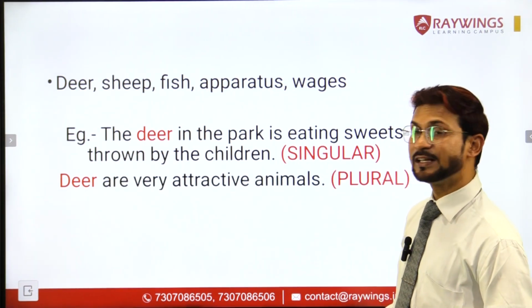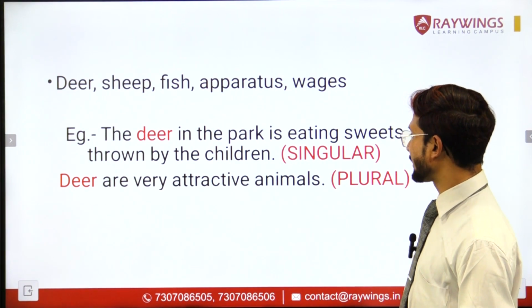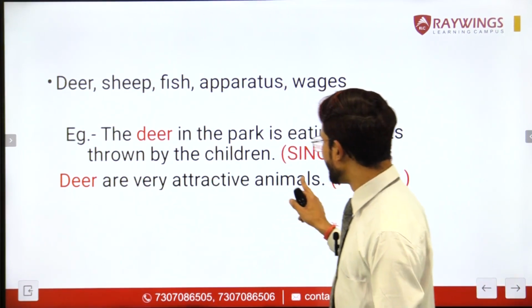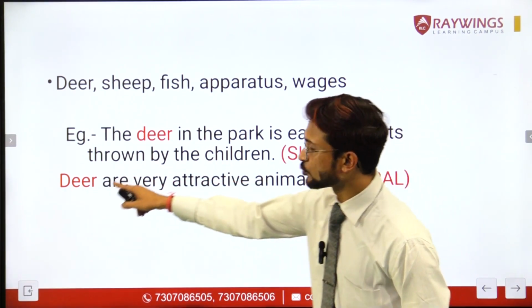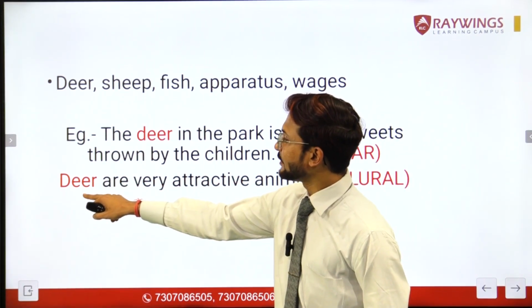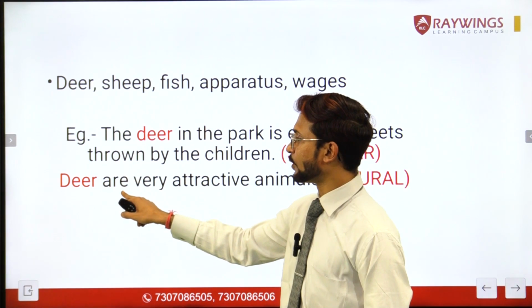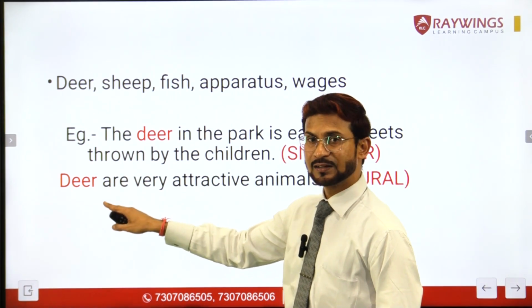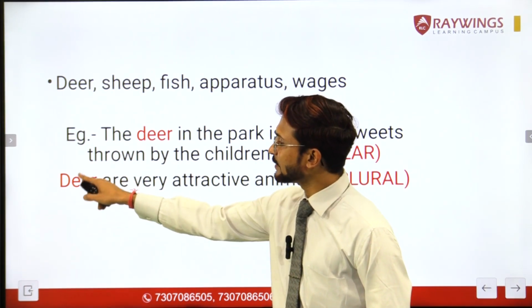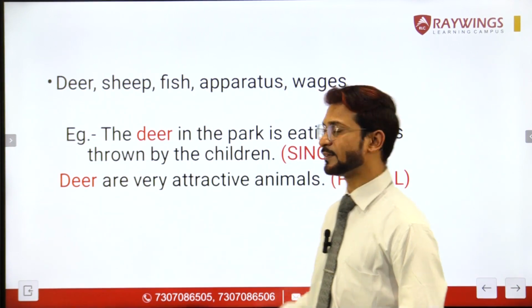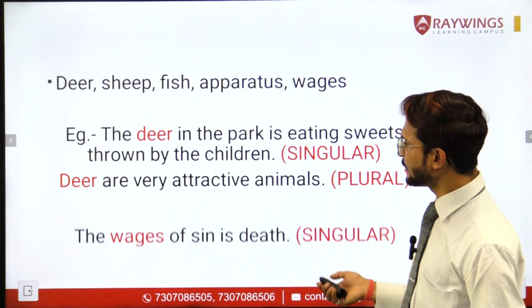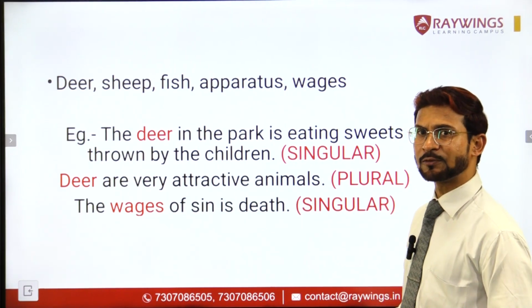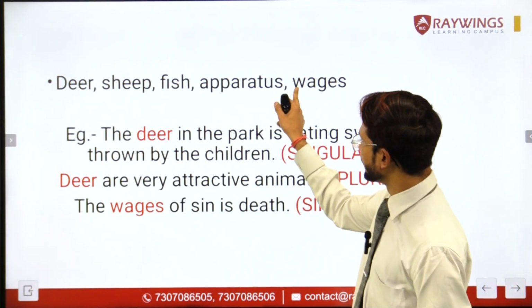We say that deer are very attractive animals. Here the word animals is plural in nature and it refers to deer, and you can see that deer is being followed by a plural verb, are. So that means deer is being used in a plural sense here. Deer are very attractive animals. All right, let us have a look at one more example with the word wages.